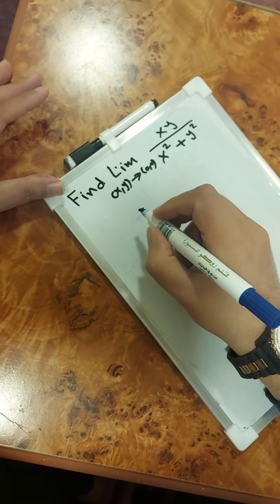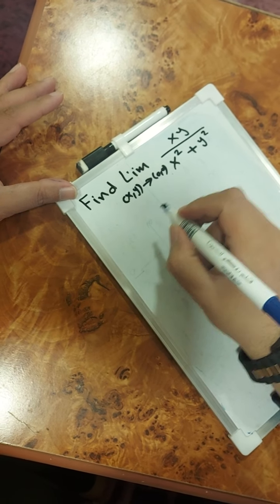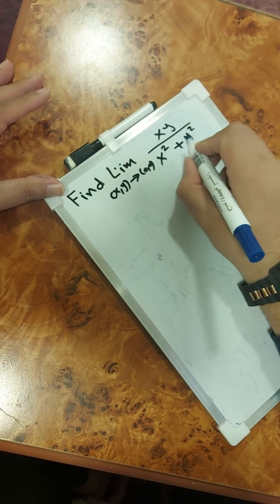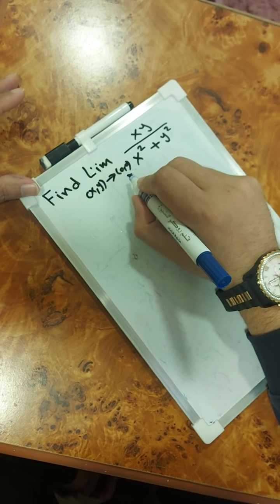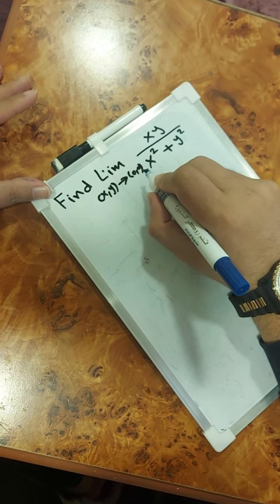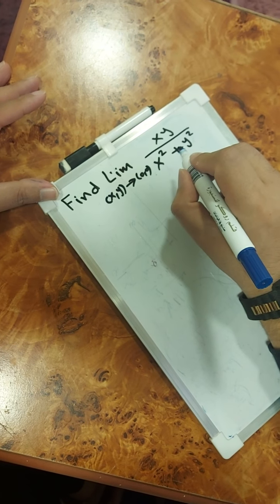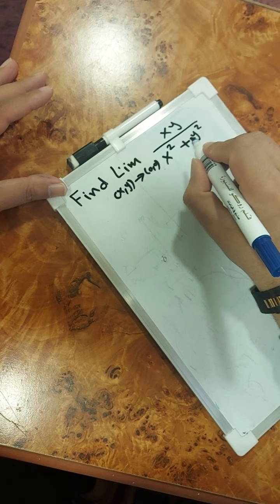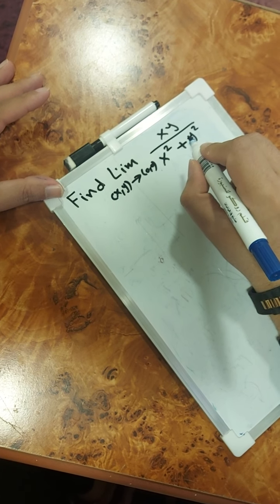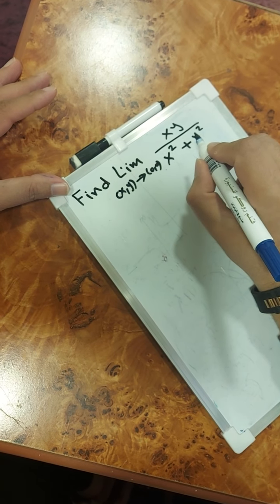Bismillahirrahmanirrahim. We need to discuss the existence of the limit of x multiply y over x square plus y square as x and y approach the origin point (0, 0). We need to discuss the existence of this limit. If it exists, we need to find the value. Otherwise, we may say that the limit does not exist.